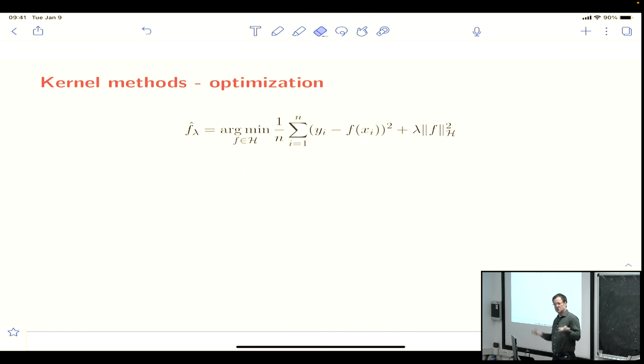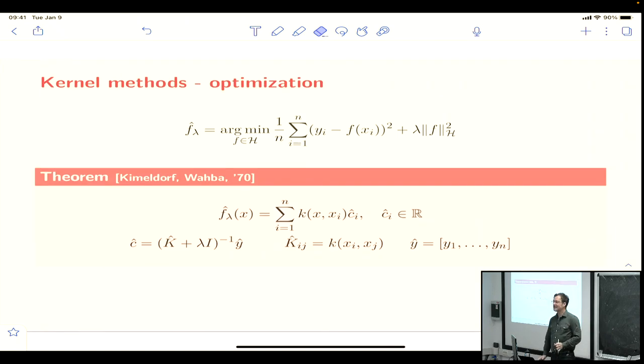The second step was optimization. So what we're going to do is just least squares plus a penalty that makes the problem well posed, and you have a unique minimum. And then the question is, how do you compute the minimum? Because you're working in an infinite dimensional space. So that sounds hard, okay? But the result, which is not exactly new, says that in fact the minimizer of this always has a specific form, which is the one you see here.